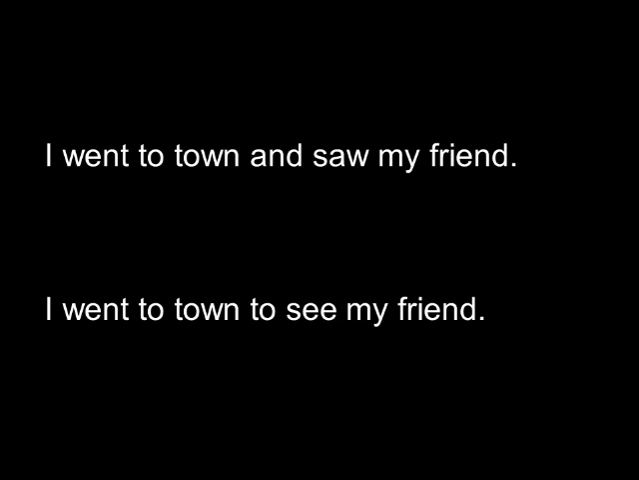The difference is that in the first sentence, we don't know if I had made any plans to see my friend or not before I went to town. Perhaps it was just an accident that I met him in town. In the second example, you know that I was thinking about meeting my friend before I went to town. It was something I intended to do. Or, we could say it is the purpose for me going to town.